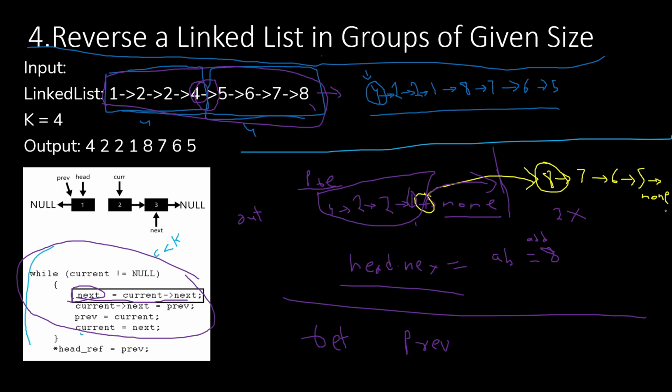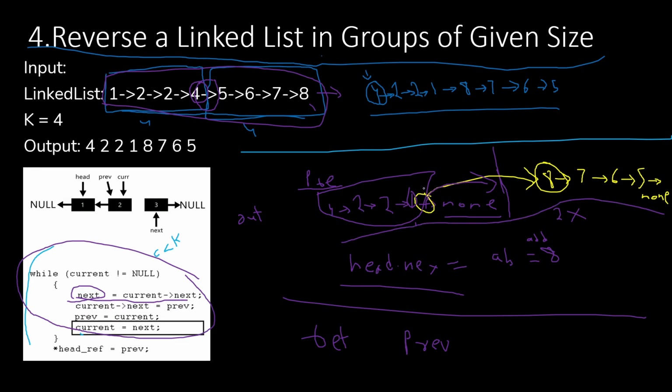Now if you connect this linked list, you can see 4 is connected to 2, which is connected to 1, and 1 is connected to 8, 7, 6, 5, and none. So this is how the recursion approach works.